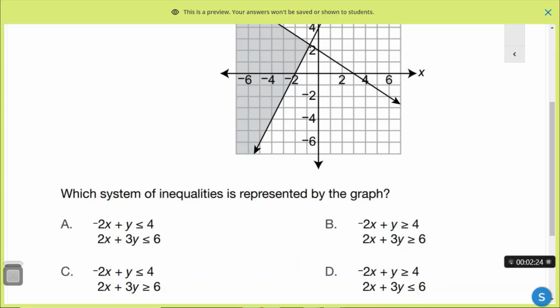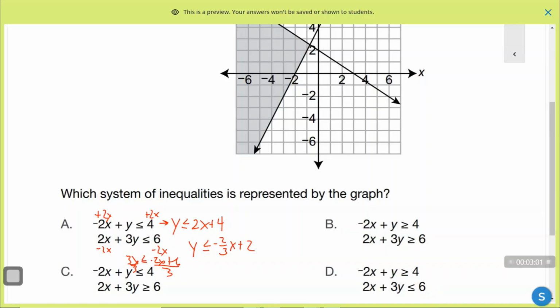Now, you could take each one of these and solve them for y, and that is one way to go about it. All right, so I'm going to start off here, this first one. If I were to solve this for y, I'd end up adding 2x to both sides, giving me y is less than or equal to 2x plus 4. This one here, I'd have to subtract my 2x from each side. And then after I did that, I get 3y is less than or equal to negative 2x plus 6. I'd have to divide by 3 on both sides, and I would get y is less than or equal to negative 2/3 x plus 2.